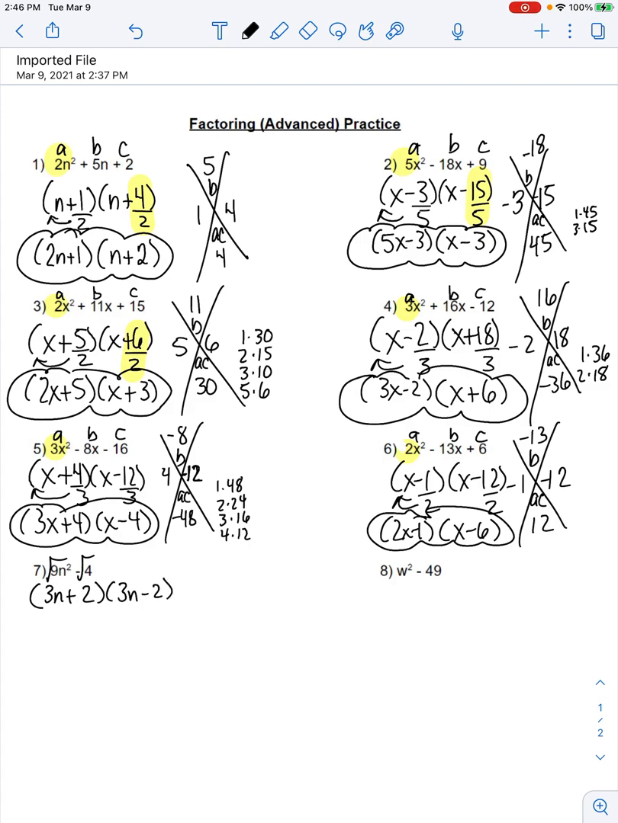Now take a look at 8. The square root of w squared is going to be w. The square root of 49 is going to be 7. So my factors are going to be w plus 7 times w minus 7.